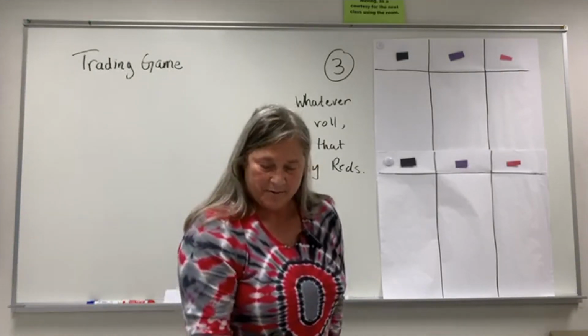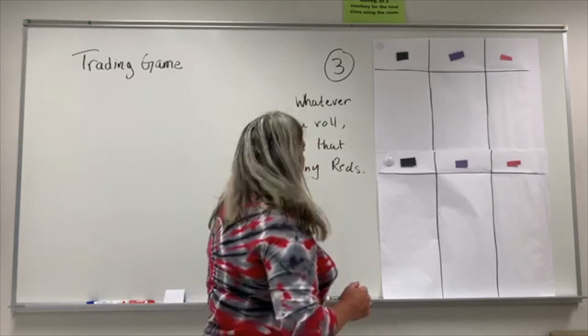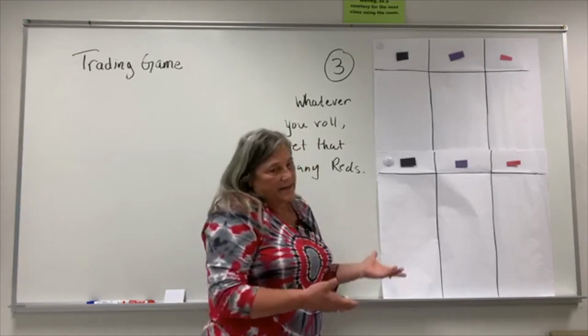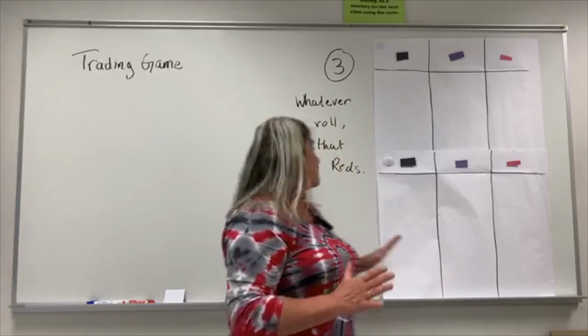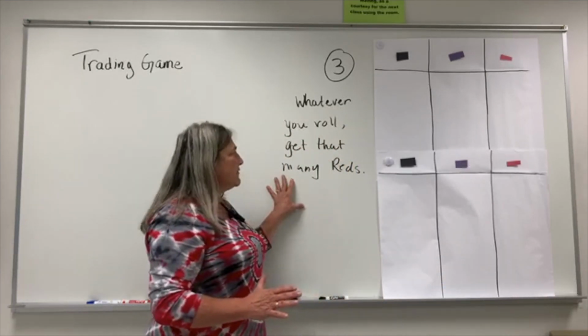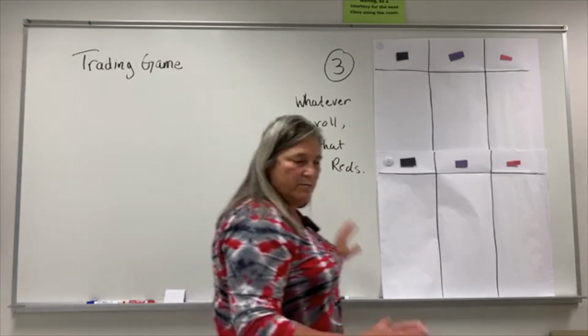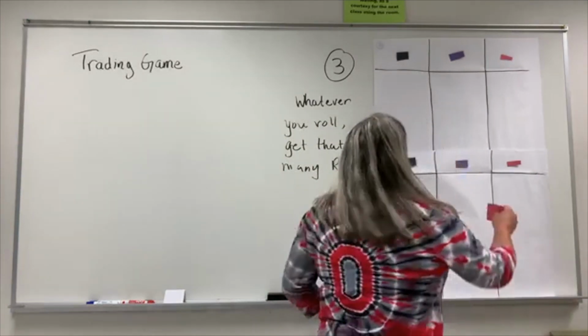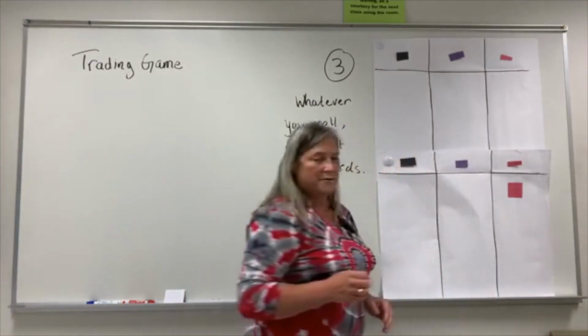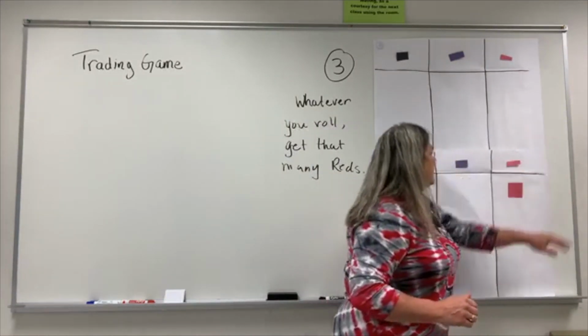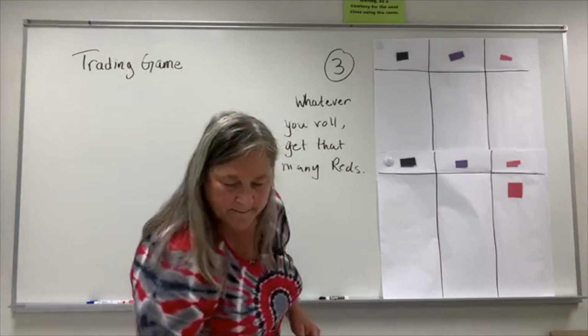Now my competitor is rolling, and my competitor gets a 1. So let's go back to the rule again. Whatever you roll, that is how many reds you get. So my competitor has a red there. All right, so I'm going to roll again.